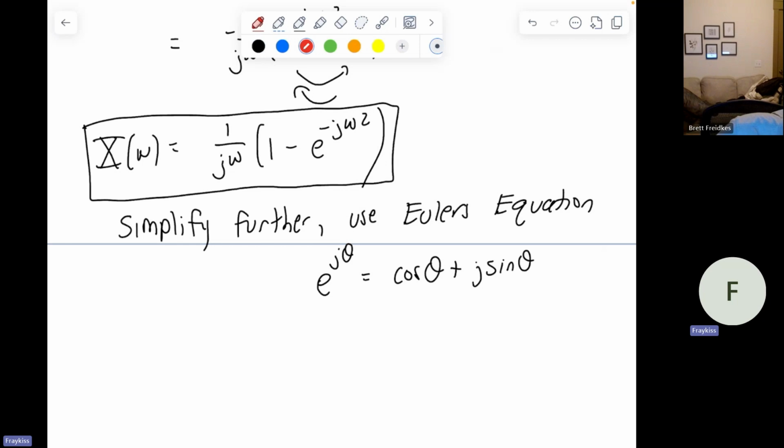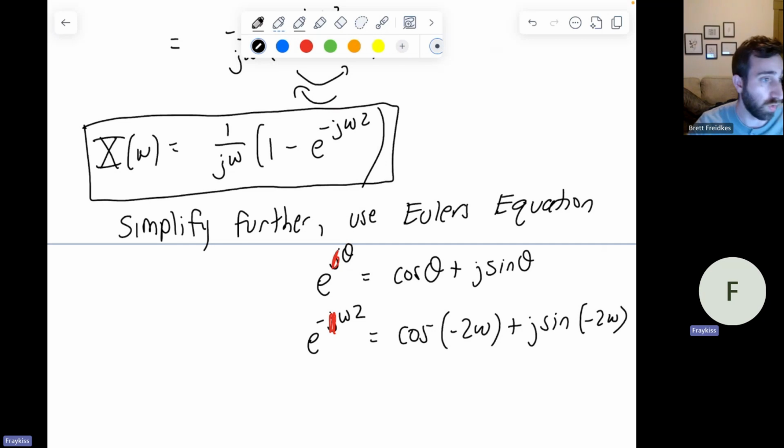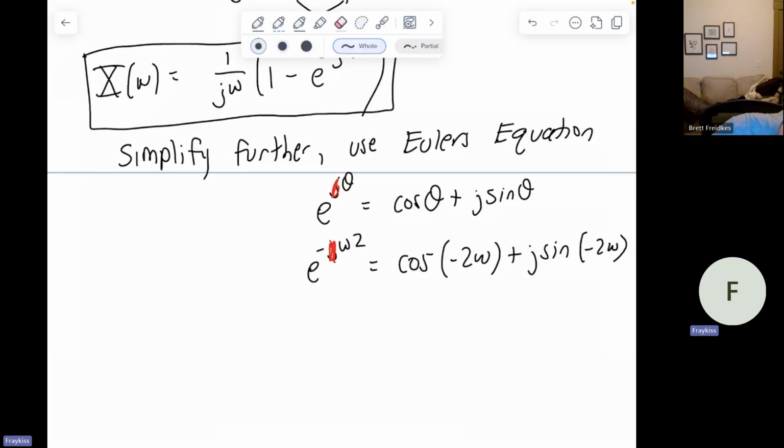So in this example, if I look at this e to the minus j omega 2, this would be the same thing as cosine of negative 2 omega, because if you keep in mind this j here matches this j, that means that the theta is negative 2 omega, plus j sine of negative 2 omega.